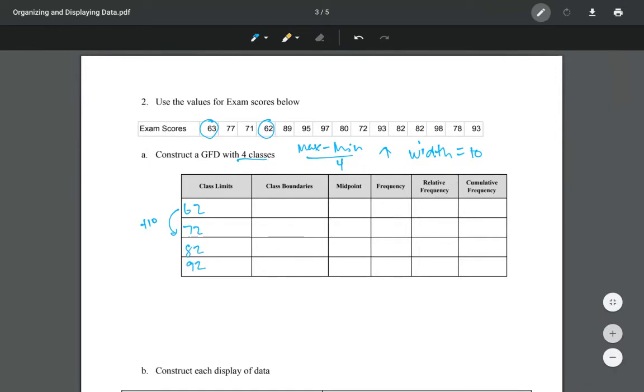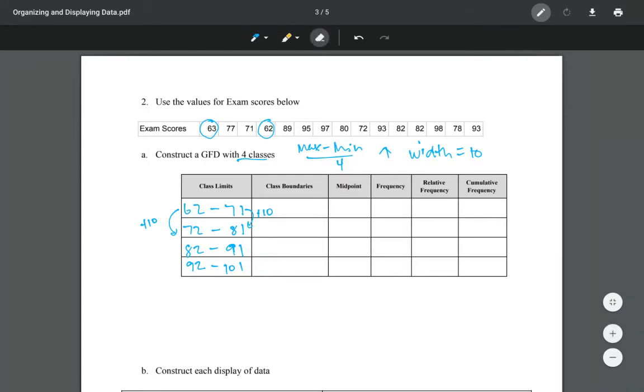To get my upper limits, I'm going to backfill. So 62 needs to go up to 71 in order for the next class to start at 72. So I do the same thing to 81 to 91. I don't have a number to backfill into my last class, but notice how these are also adding 10 to go from upper limit to upper limit. So if I add 10 one more time here, I end up with 101. That's a 91. Okay, so I've got each of my limits there.